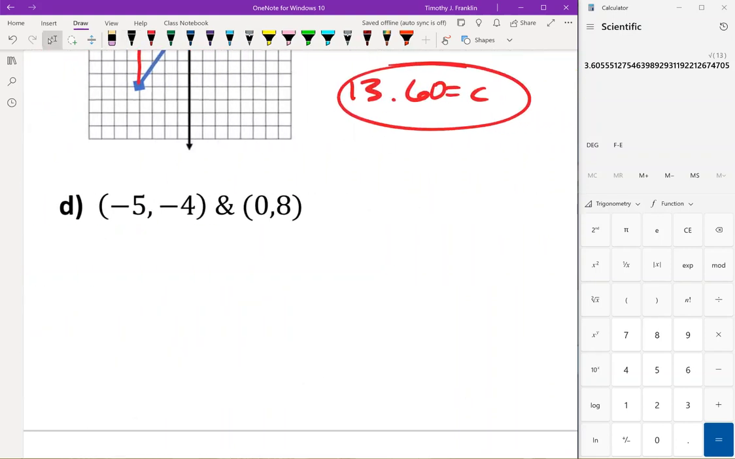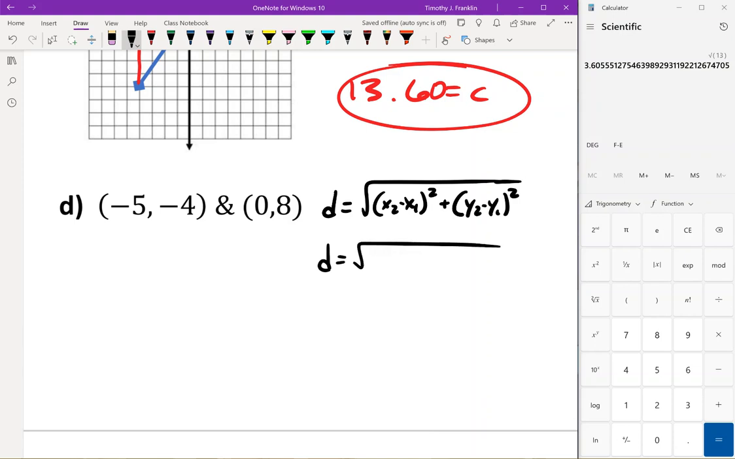Let's try it one more time. Remembering the distance formula is the square root of the difference between the x values squared and the difference between the y values squared. Now this formula looks like a lot to memorize, but if you just remember the concept, not so much the actual things to write in there, it's a little easier. So our x values here are -5 and 0. So -5 minus 0. And the y values are -4 and 8. So -4 minus 8.